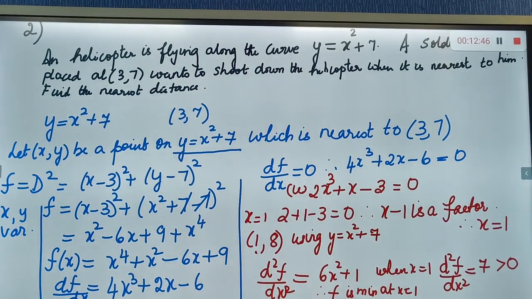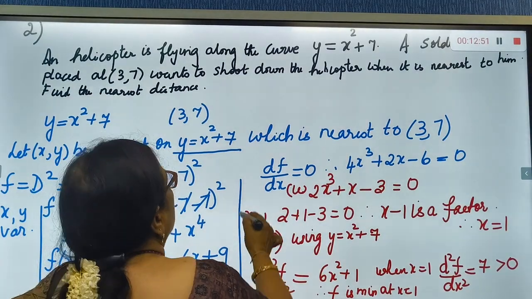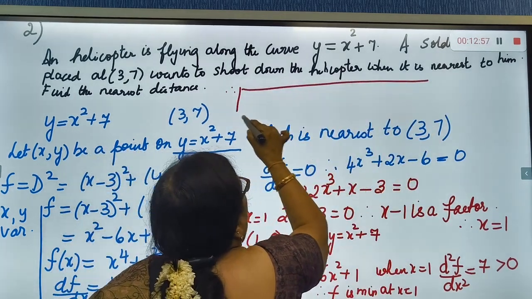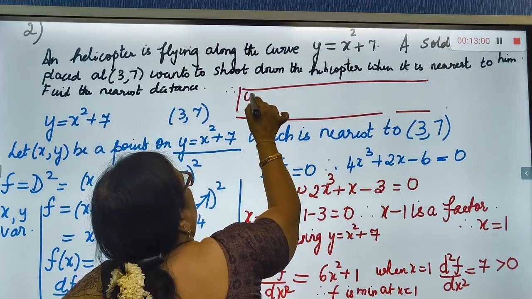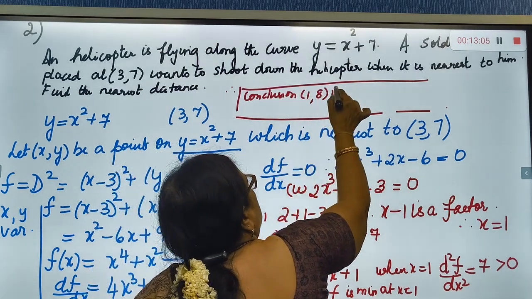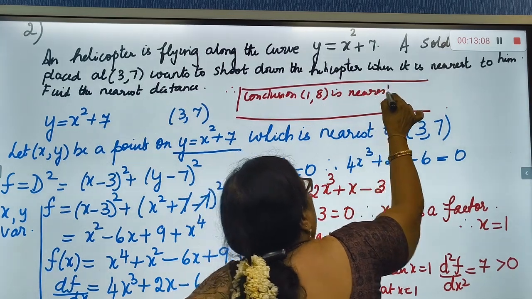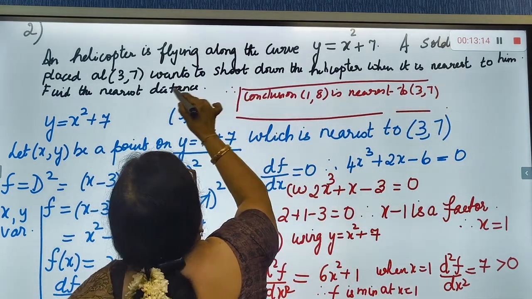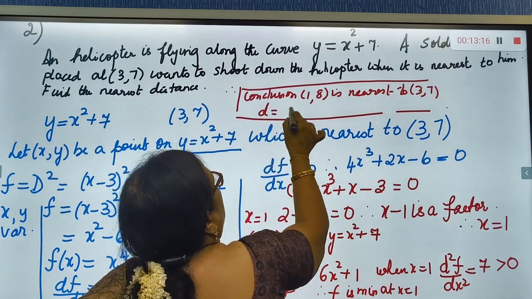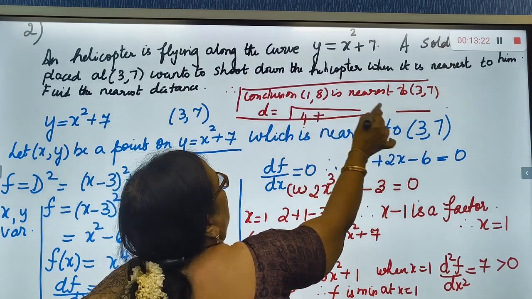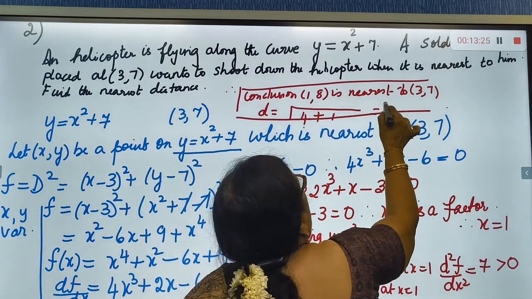So which is the point which is closest? When x is 1, y is 8. Therefore, conclusion: 1 comma 8 is nearest to 3 comma 7. They have asked you to find the nearest distance. So distance will be root of 3 minus 1 the whole square, which is 4, plus 8 minus 7 the whole square, which is 1, which is root 5.